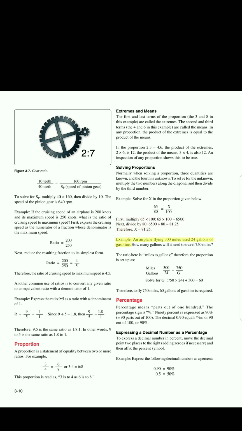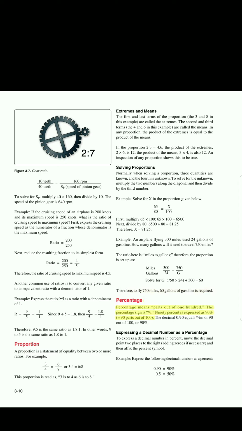Example. An airplane flying 300 miles used 24 gallons of gasoline. How many gallons will it need to travel 750 miles? The ratio here is miles to gallons. Therefore, the proportion is set up as miles 300 over gallons 24 equals miles 750 over g. Solve for g. 750 times 24 divided by 300 equals 60. Therefore, to fly 750 miles, 60 gallons of gasoline is required.